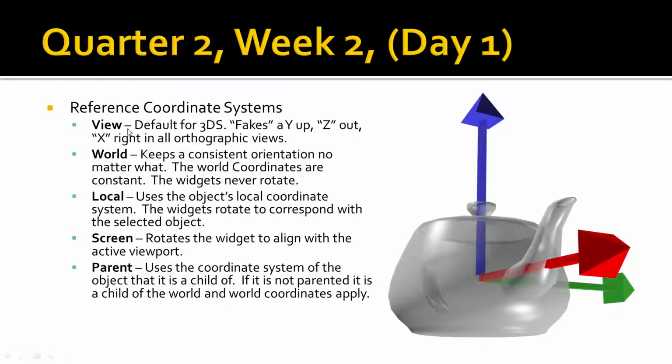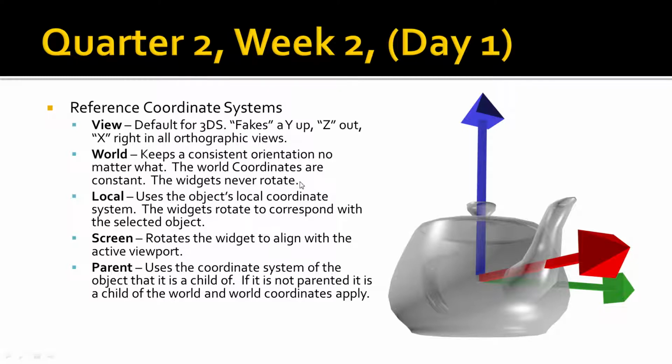Okay, so the view is the default for 3DS. It fakes Y up and Z to the right, or Z out and X right for all orthographic views. So this is in order of importance. So view is the default and it fakes Y up, Z out, and X right. World keeps a consistent orientation no matter what. The world coordinates are constant.